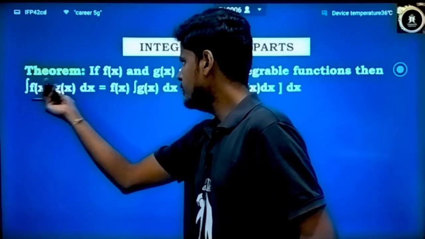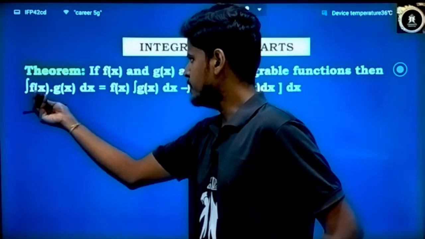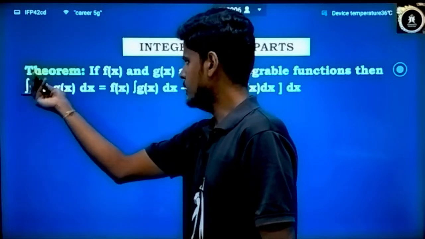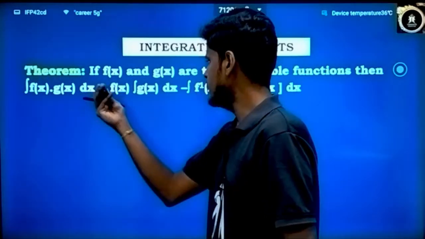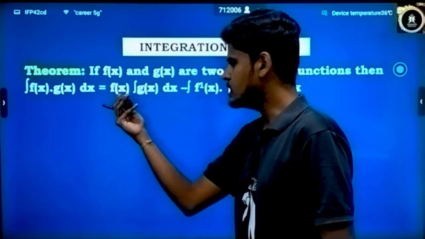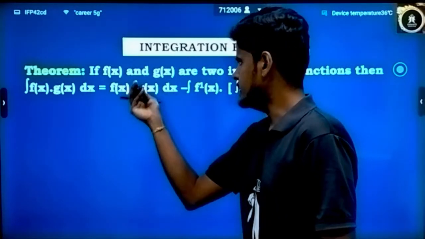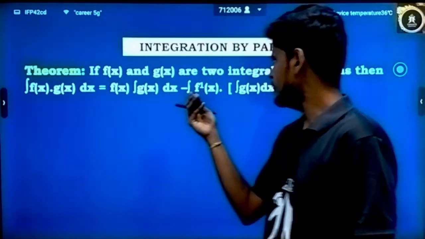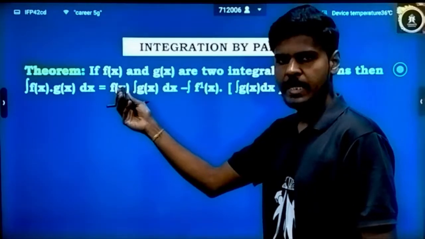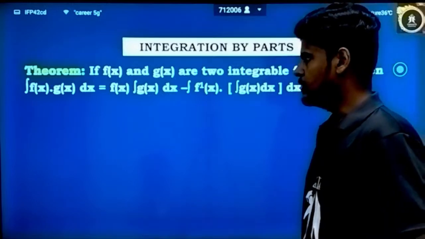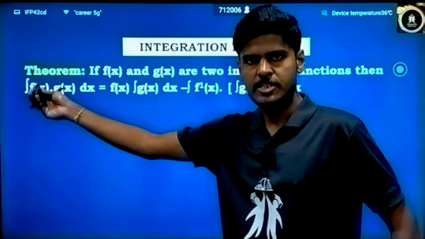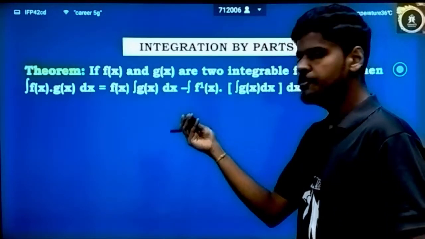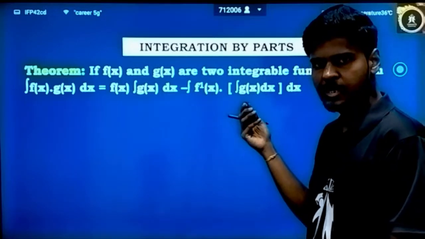So here we have the integral of f of x into g of x. Let's take these as the first function and the second function, as given in your CBSE textbook, the NCERT book. The integral of first function into second function dx is equal to the first function as it is, f of x, into the integral of the second function, integral of g of x dx, minus the integral of the differential of the first function, f dash of x, into the integral of g of x dx. So the formula: the integral of first function into second function is equal to first function into integral of second function minus the integral of differentiation of first function into integration of second function.